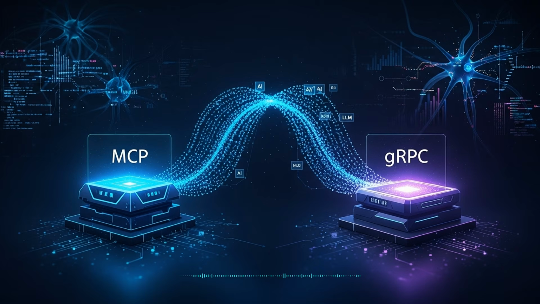Exactly. So today we're going to really dig into two key protocols trying to solve this. You've got the newer one, specifically built for AI, called Model Context Protocol, or MCP. And then there's the veteran, Google Remote Procedure Call, gRPC. It's been around, super fast, used everywhere in system architecture.